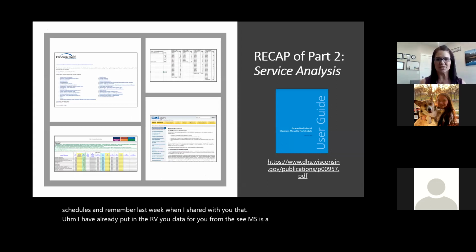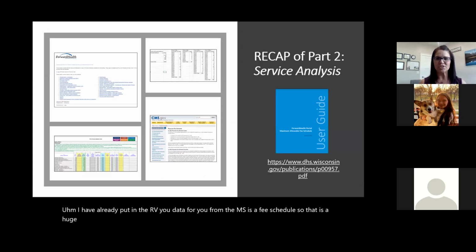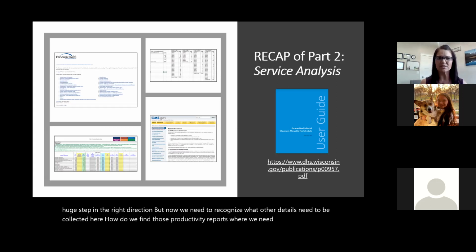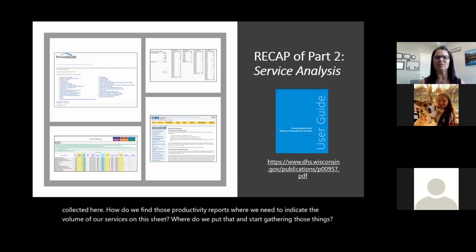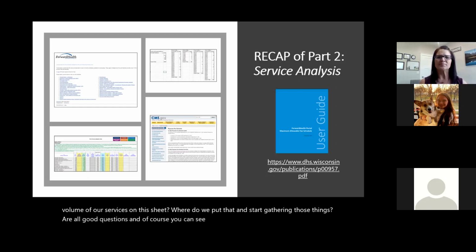So that is a huge step in the right direction, but now we need to recognize what other details need to be collected here. How do we find those productivity reports where we need to indicate the volume of our services on this sheet? Where do we put that and start gathering those things? Are all good questions. And of course, you can see here this screenshot of the user guide as we were diving into the Medicaid fee schedule for Wisconsin.